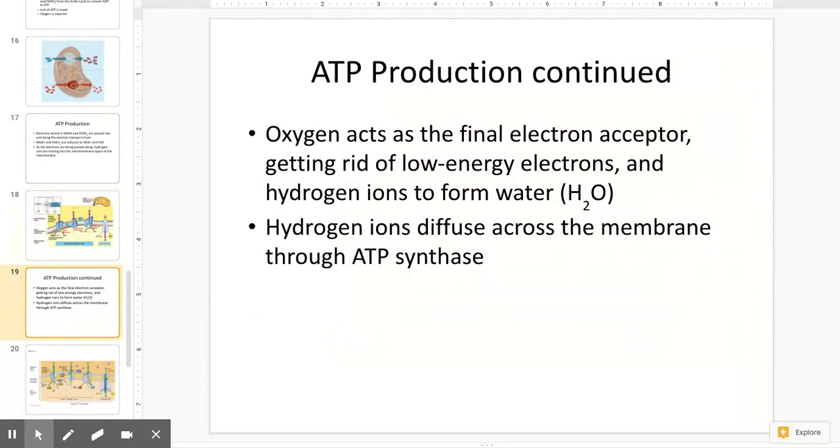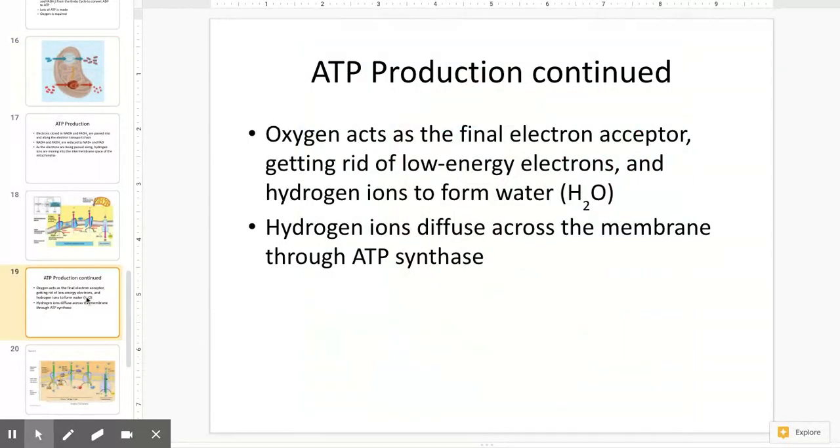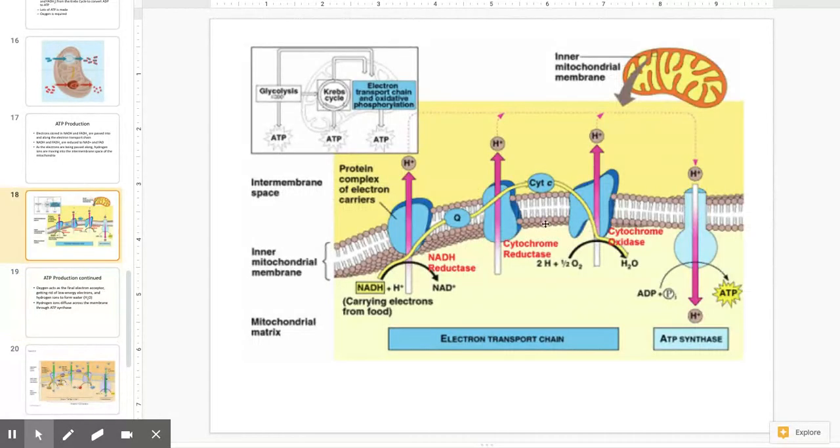So the key here is the role of oxygen in this process. So oxygen acts as what we call a final electron acceptor. So at the end of the electron transport chain, oxygen accepts the electrons, it grabs them in, and then it also snags some hydrogen ions and forms water. So if we go back here, this is our oxygen going in and our water coming out, because that water is the product at the very end of the electron transport chain. Again, those hydrogen ions then diffuse from that inner membrane space into the matrix, creating ATP.